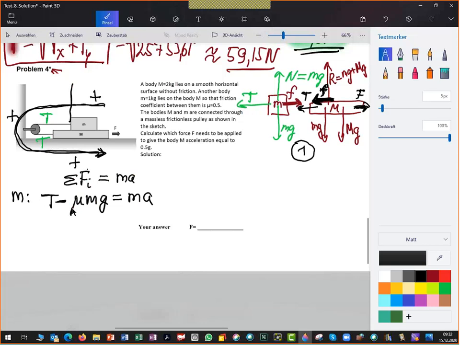That was it. What about m large? Again, let's check what is positive and what is negative. Positive is the force F. It is opposed by friction. Again, friction here tries to stop the other body. And it is also opposed by tension. And it results in acceleration of the large body.